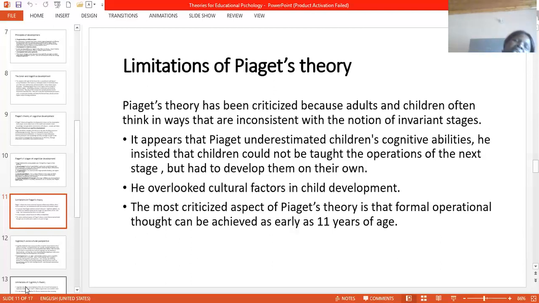It cannot be the age. The child can be in a concrete stage, but due to the people around that child, they can be hindered in some way when doing things. The third criticism he gets, the most criticized aspect of Piaget's theory, is that of the formal operational stage.